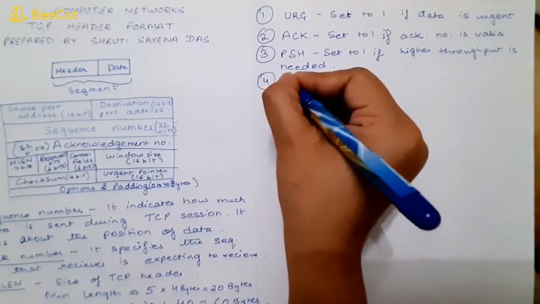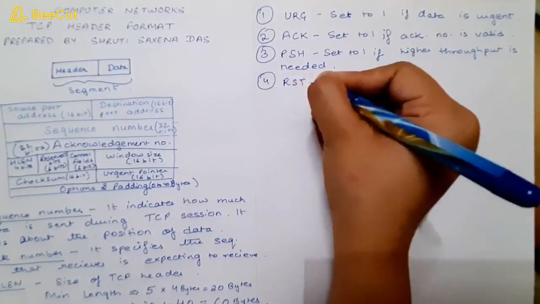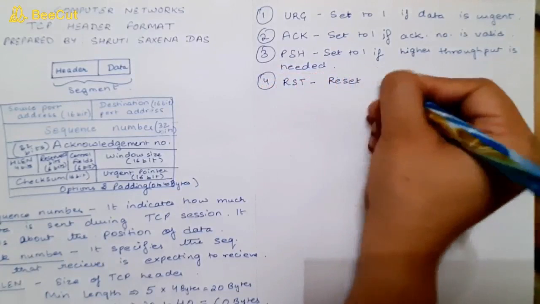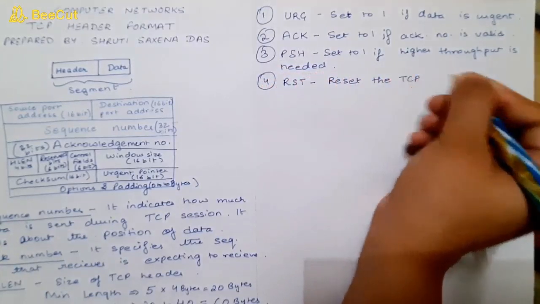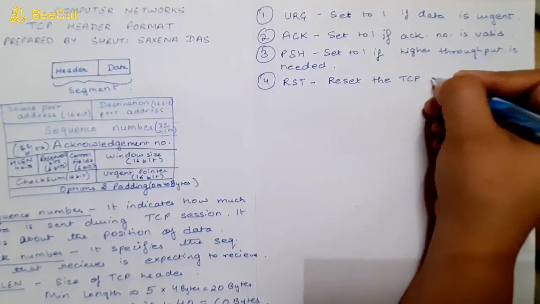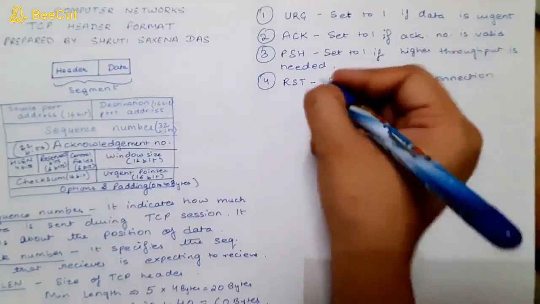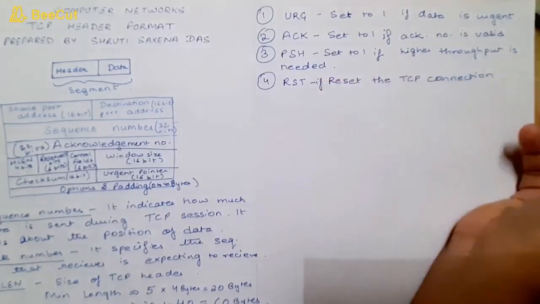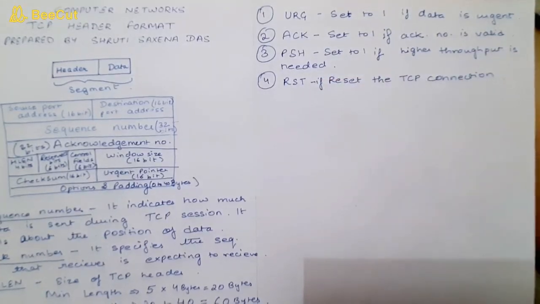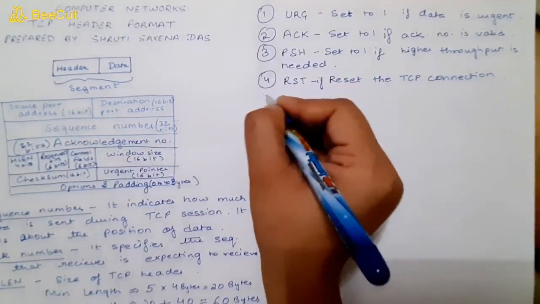The next control bit which is used is RST. This is for resetting the TCP connection. Suppose any unrecoverable error occurs, in that case this field is set to 1. So it is set to 1 if reset is needed. Basically, in case of any confusion regarding sequence numbers or anything else, it simply terminates the connection and restarts. So it resets the TCP connection if this bit is 1.